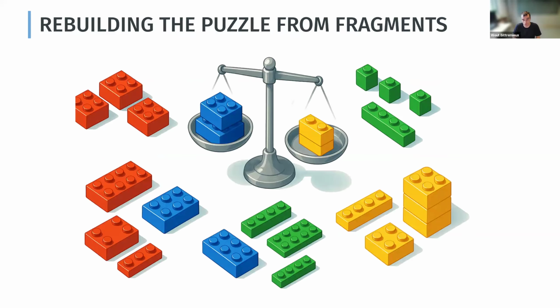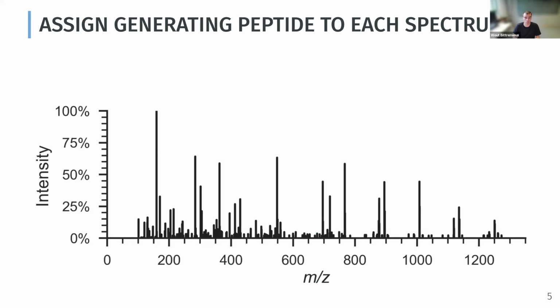Then based on those fragment masses, we can build up the entire peptide through the masses of the prefix and the suffix subsequences. So this is conceptually, but what does it look like in practice?